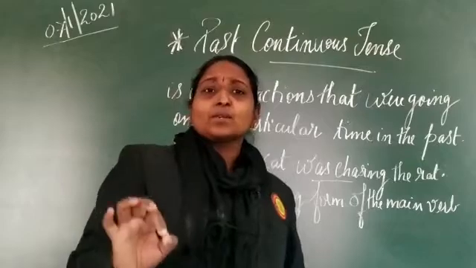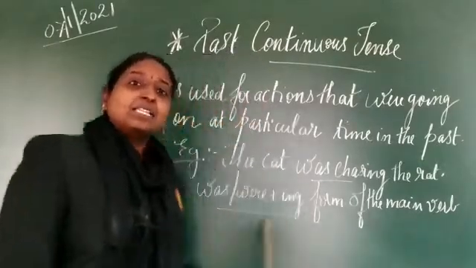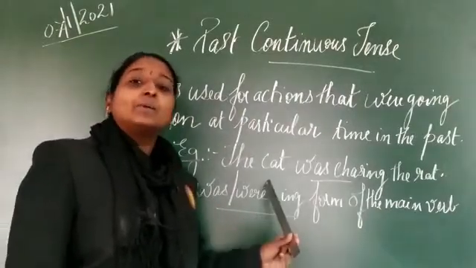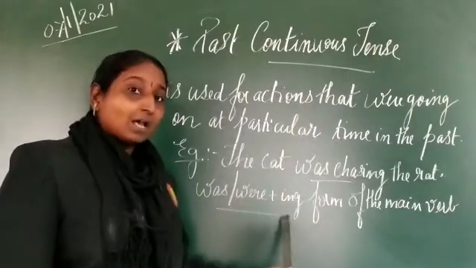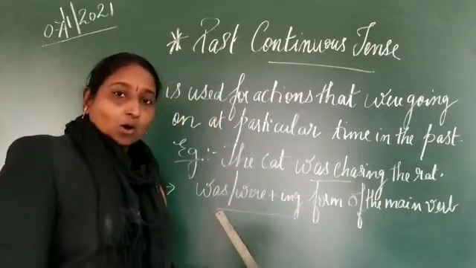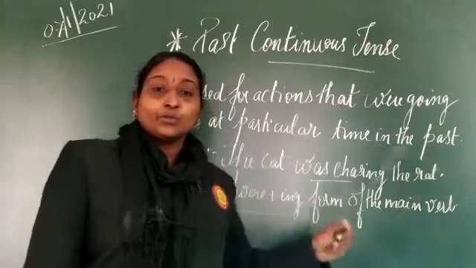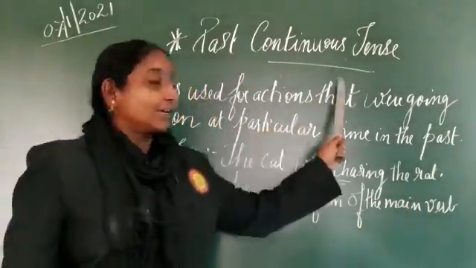One of the most important things that you have to remember in the past continuous tense is this rule: was, were. Was and were will always be there for the past continuous tense. Was, were plus the ing form of the main verb. If you use this, it will make the formation of the past continuous tense.